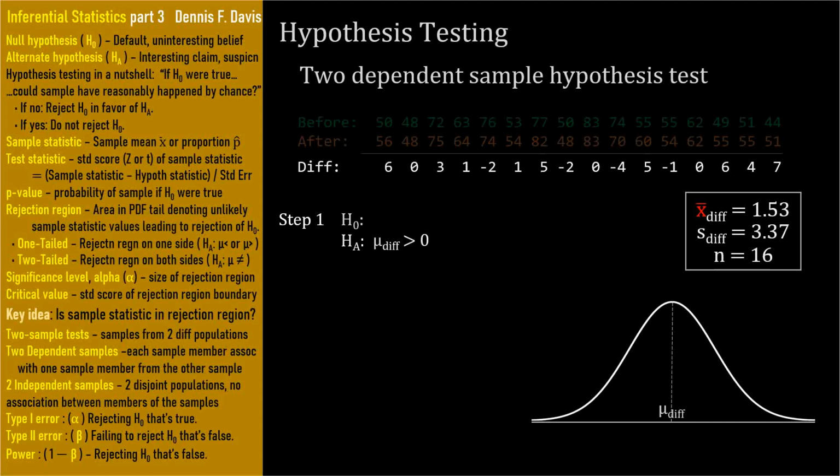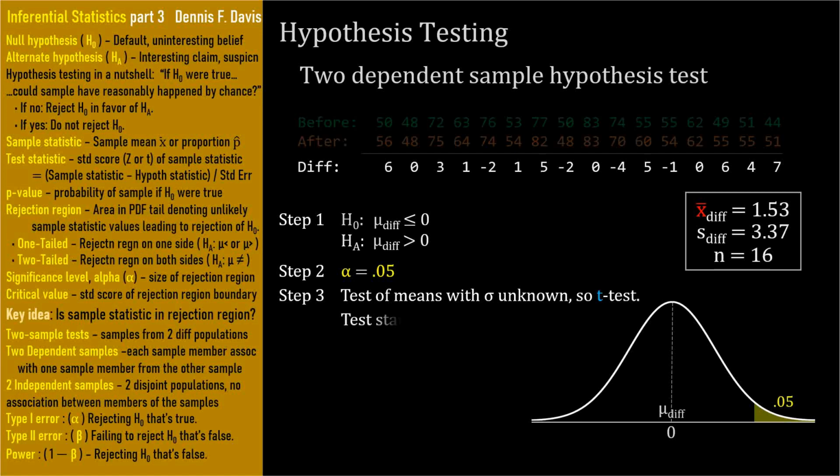And by convention, H0 also covers the rest of the horizontal axis, so mu diff less than or equal to 0. We're given alpha equals 0.05, and H sub a tells us that this is a right-tailed test, so alpha is over here. The test statistic t is 1.53 minus 0 divided by 3.37 over the square root of 16. This is 1.816.